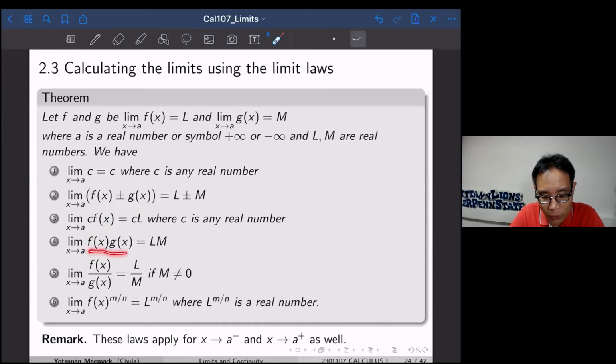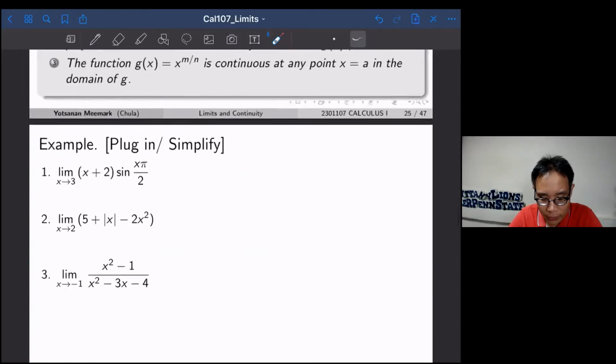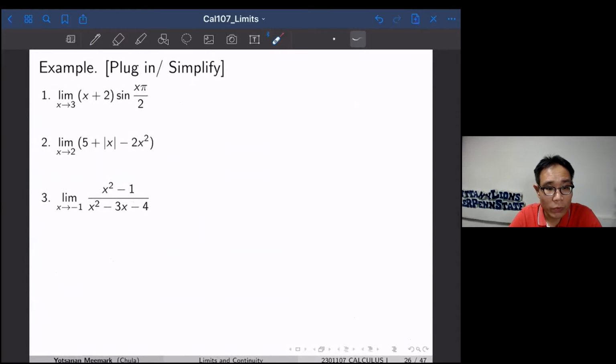The limit of the product turns out to be the product of the limits, and the limit of the quotient turns out to be the quotient of the limits. However, this limit law can be used only when the denominator is not equal to 0. So the thing that we'd like to compute is going to be like this. Okay, so you'll be able to compute the limit as x goes to 3, the limit as x goes to 2.